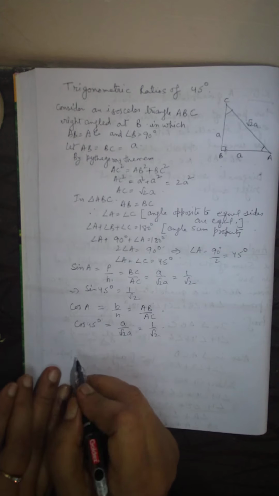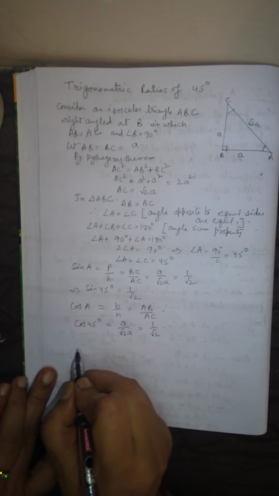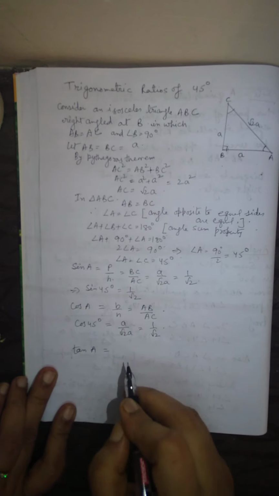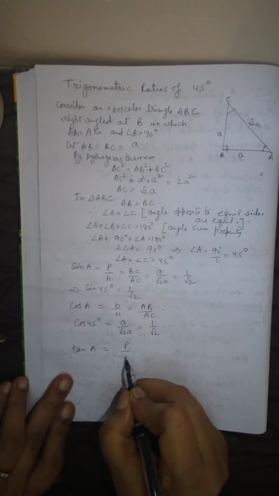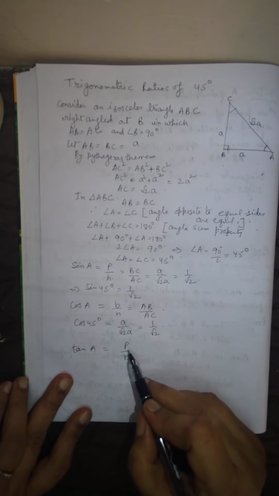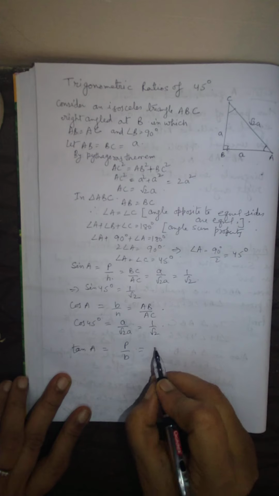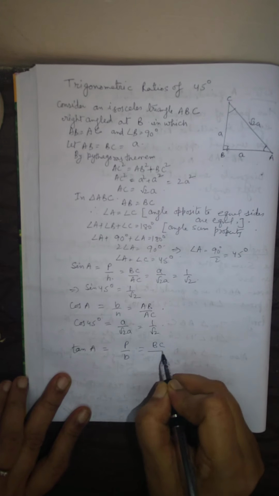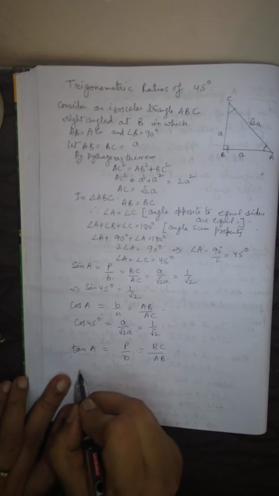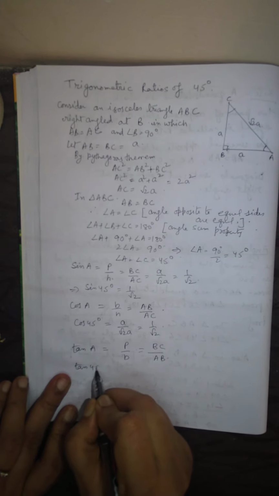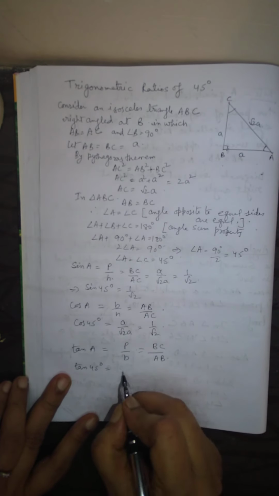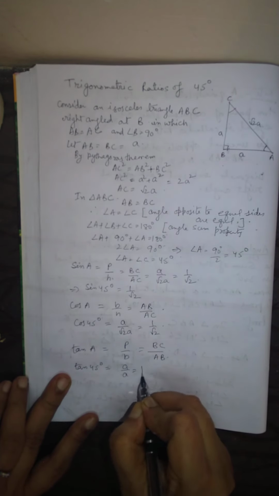Then tan of A. Tan of A is P by B. What is P here? BC. What is B? AB. So tan 45 equals A by A, that is equals to 1.